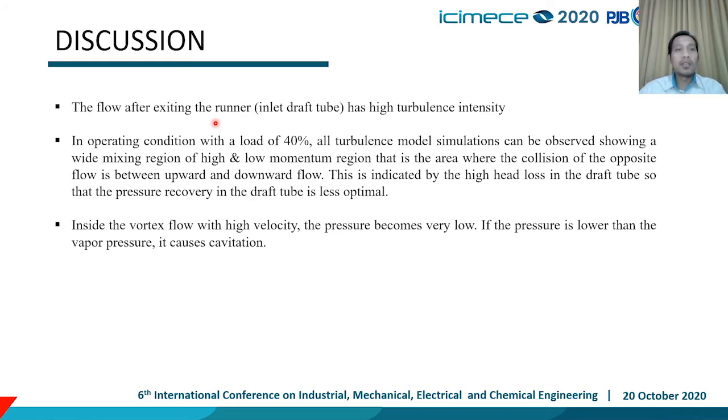In operating condition with a load of 40%, all turbulent model simulations show a wide mixing region of high and low momentum region, that is the area where the collision of the offset flow is between upward and downward flow. This is indicated by the high head loss in the draft tube, so that the pressure recovery in the draft tube is less optimal.